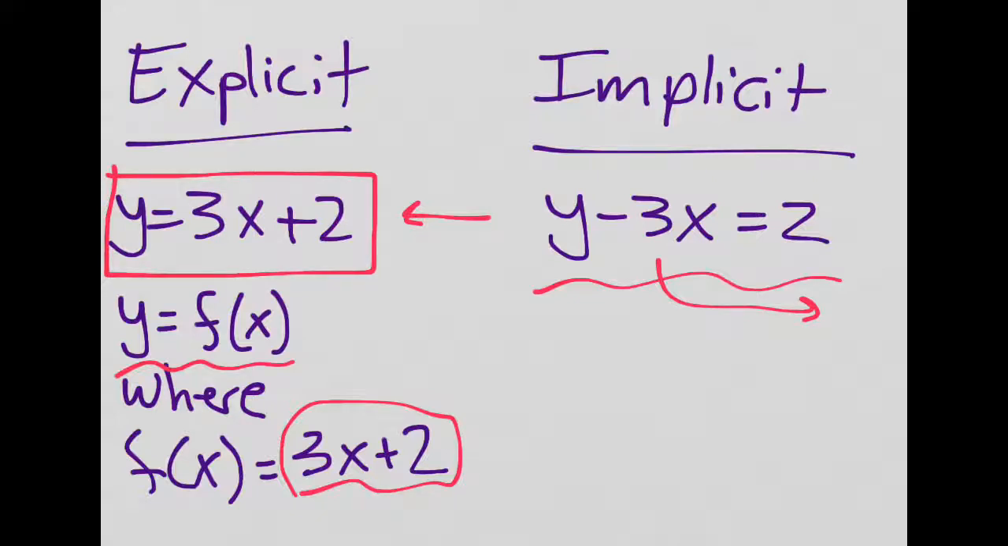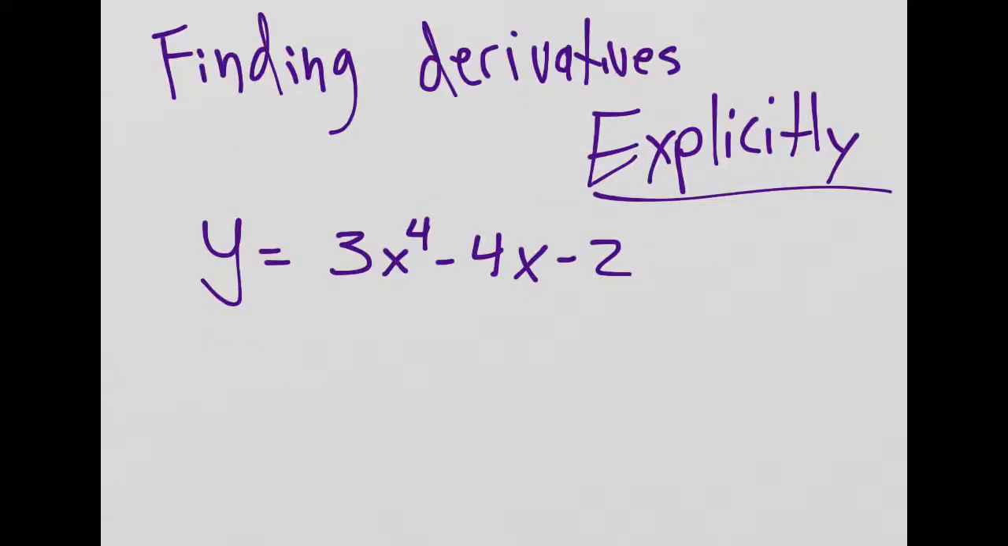So we still want to know how to take derivatives of implicit functions, derivatives of conic sections, because that can tell us many useful things about the conic sections. But we need to think about another way to do so. So again, let's just hit it real quick. How do you find a derivative explicitly?